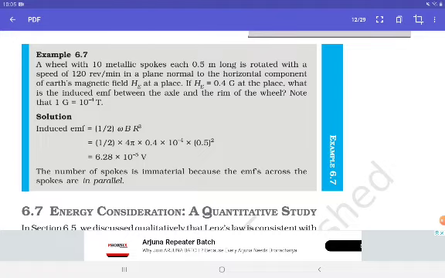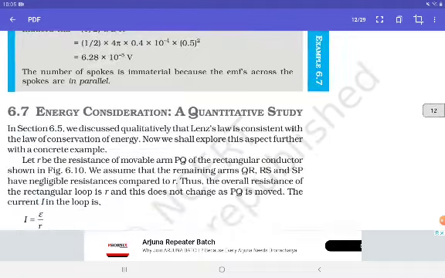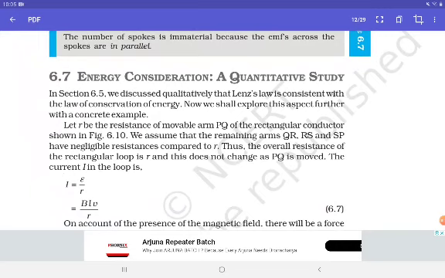Next is energy consideration or quantitative study. In section 6.5 we discussed qualitatively that Lenz's law is consistent with the law of conservation of energy. Now we shall explore this aspect further with a concrete example.